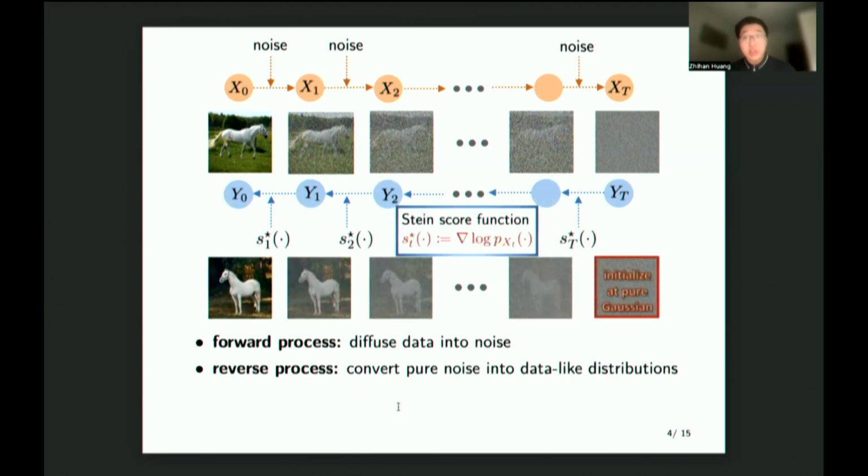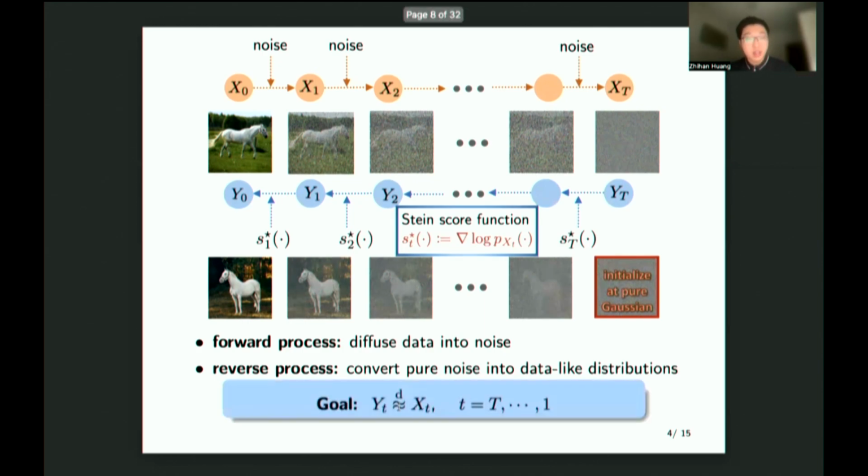The thing we need to construct this denoiser is called the Stein score function, which is the gradient of the log density function. We can learn this score function from the forward process and use it to construct our update in the backward process. And our final goal is to make yt in distribution almost the same as xt and use y0 as our sampler.